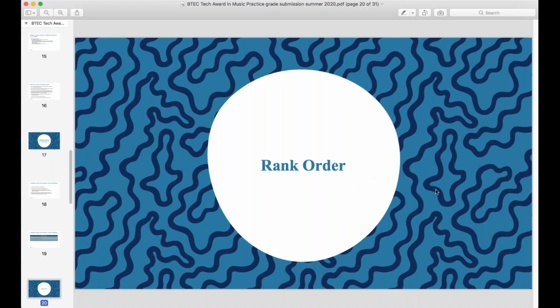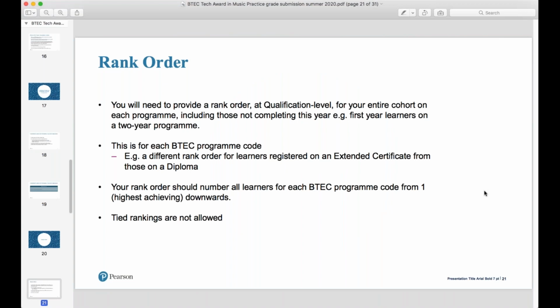So to look at rank order, you'll need to provide a rank order at qualification level for your entire cohort on each programme, including those not completing this year. So for example, first year learners on a 2-year programme. In the case of the Tech Award, obviously that is one programme, there's no different sizes to that. So all your learners that are registered on the programme would come into the same rank order.